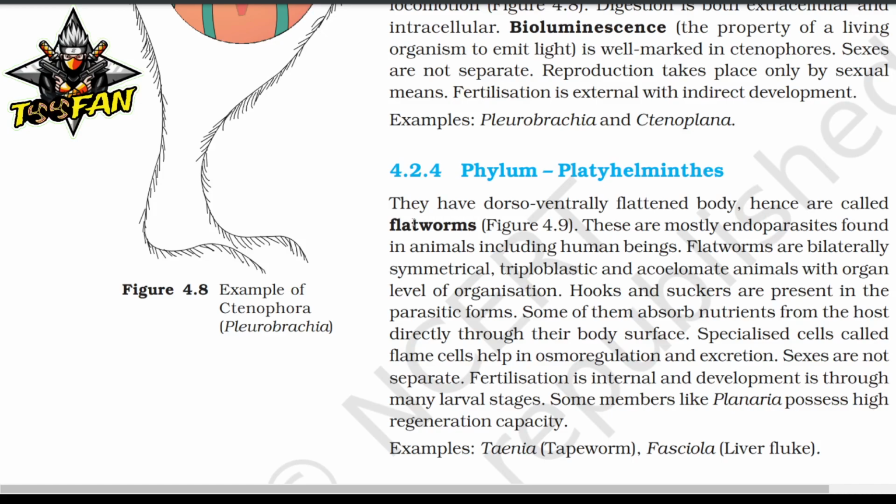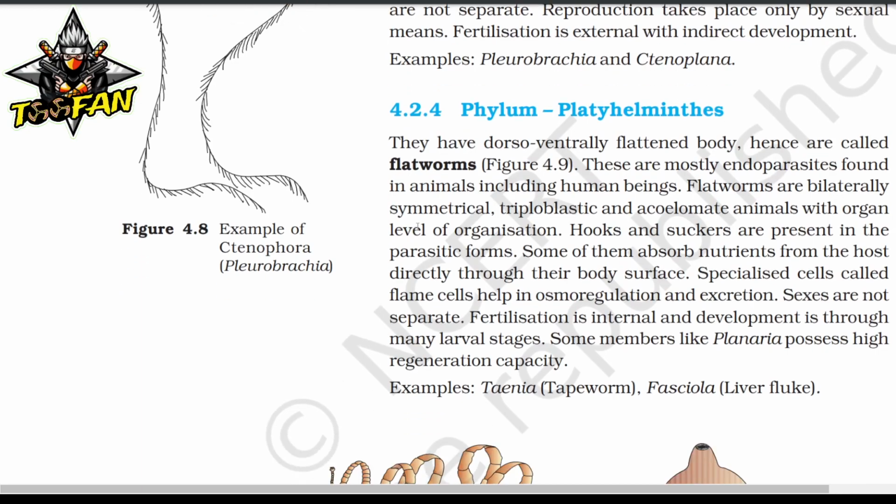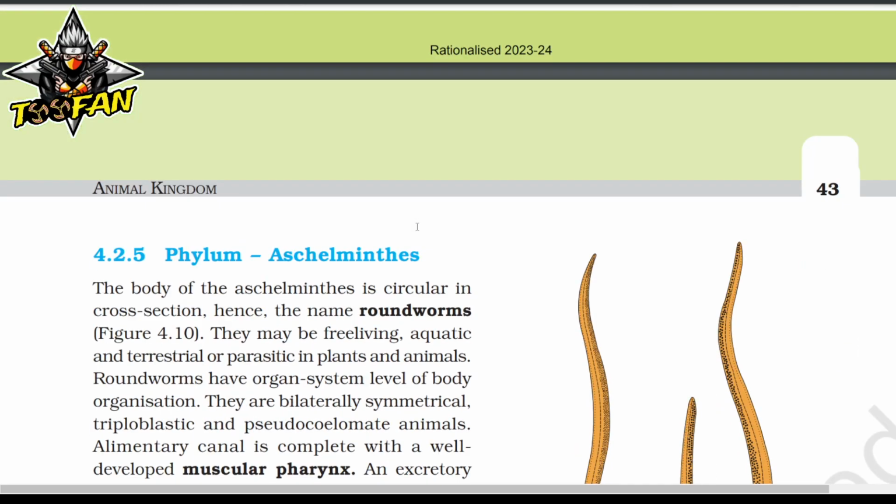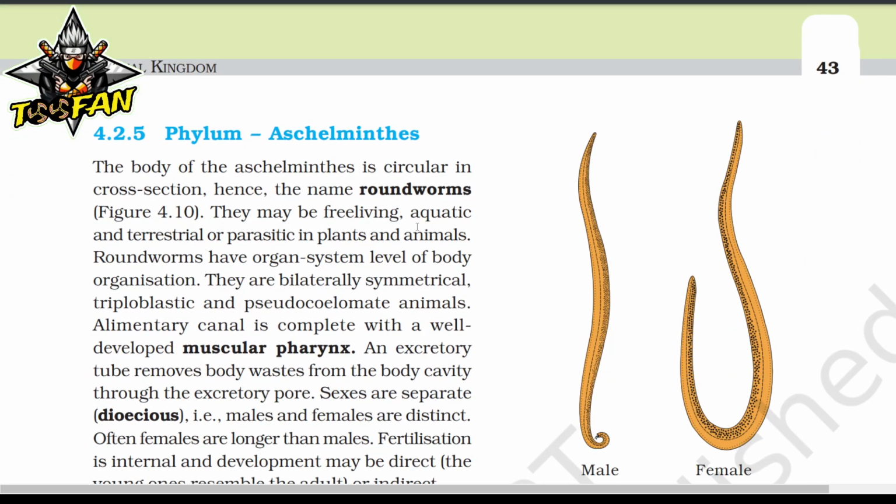Specialized cells called flame cells help in osmoregulation and excretion. Sexes are not separate. Fertilization is internal and development is through many larval stages. Some members like Planaria possess high regeneration capacity. Examples: Taenia and Fasciola.